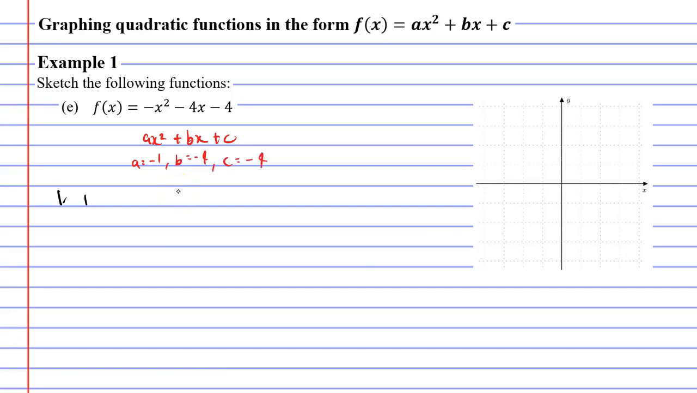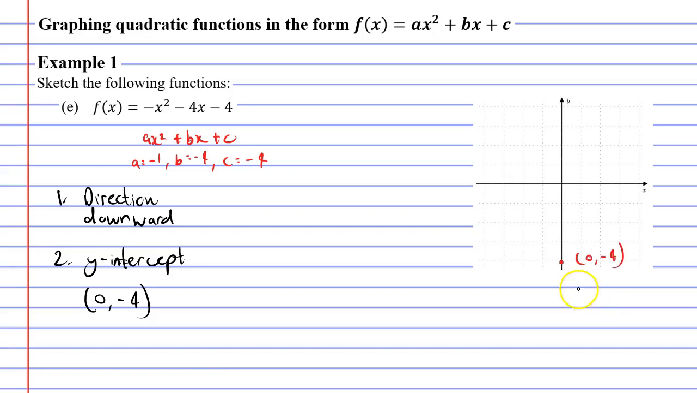So the first thing we're looking at is the direction of the parabola. And this is going to be a downward facing parabola. And the reason for that is because A is negative. It's -1. The second thing we're looking at is the y-intercept. And to find the y-intercept, we simply look at what C equals. C equals -4. So the y-intercept will occur where x is 0 and y is -4. We'll also label that over here on the graph, 0, -4.